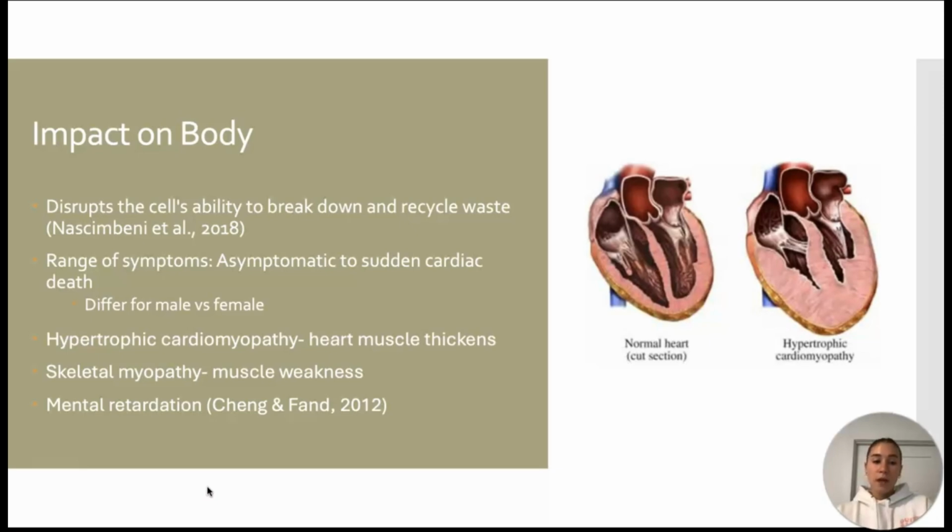Another symptom is skeletal myopathy. So similarly, it causes muscle weakness, just like it would cause the heart to work so hard that it can't do its job anymore. And then the last symptom is mental retardation. But like I said, this differs for male and female, and it differs for what kind of other epigenetic factors play a role in it. So I'll get into that later.